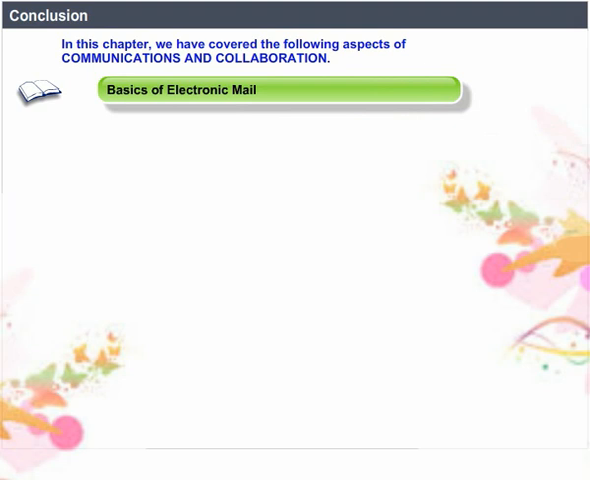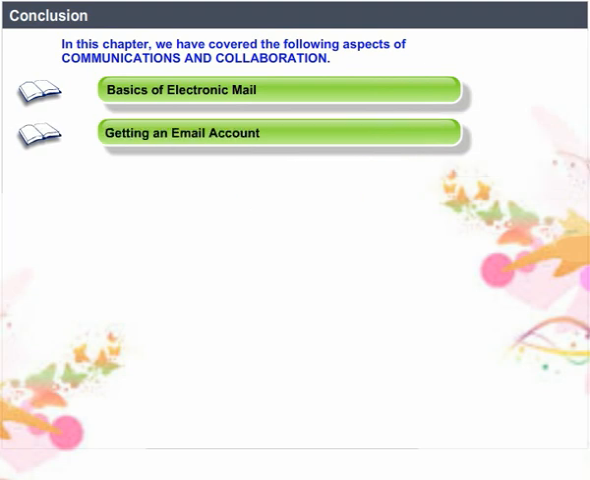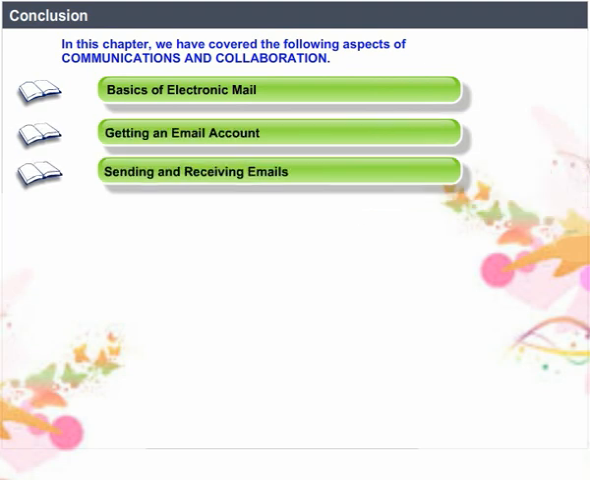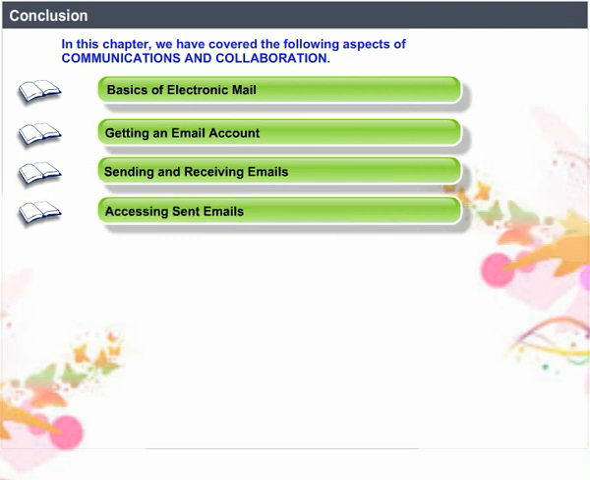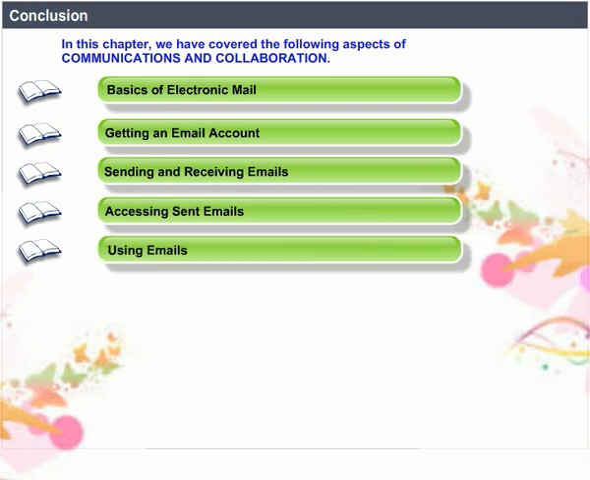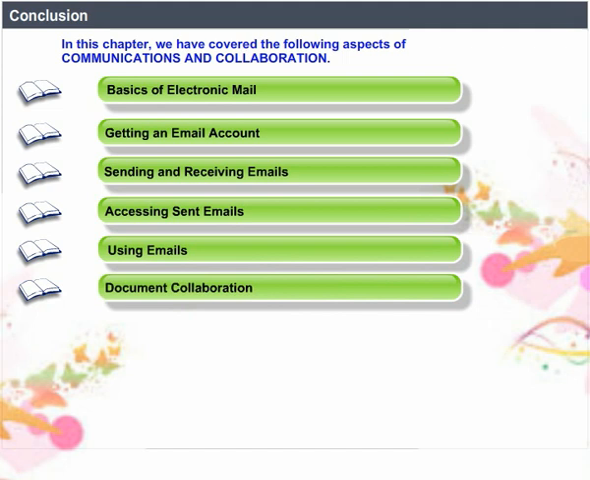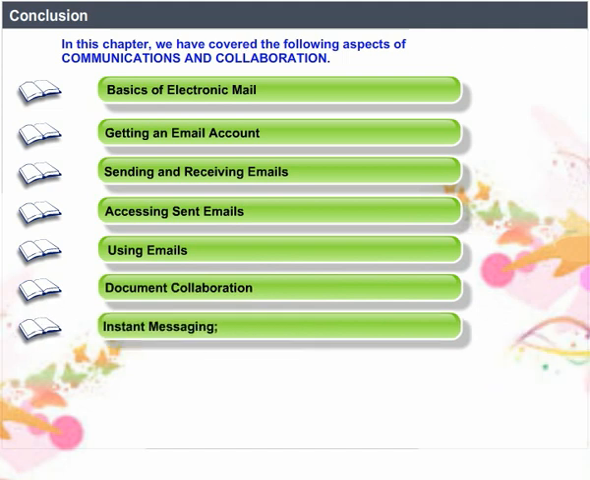Conclusion. In this chapter, we have covered the following aspects of communications and collaboration. Basics of electronic mail. Getting an email account. Sending and receiving emails. Accessing sent emails. Using emails. Document collaboration. Instant messaging and netiquettes.